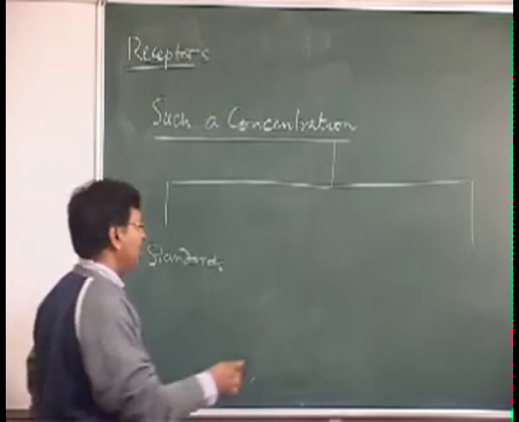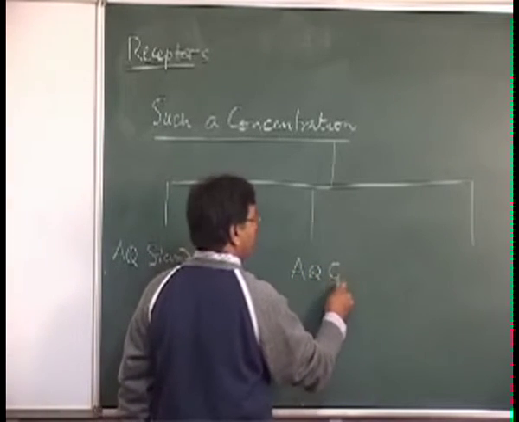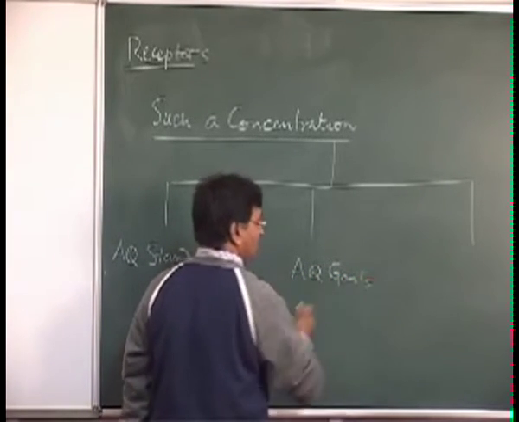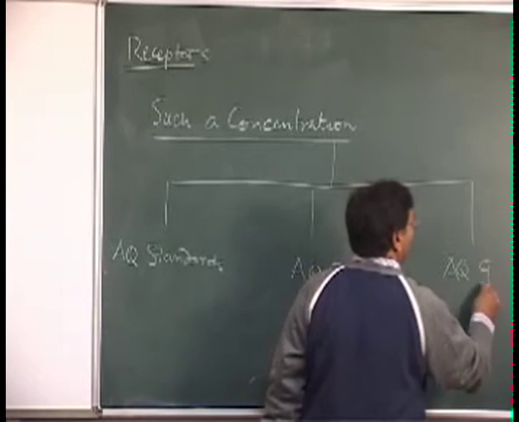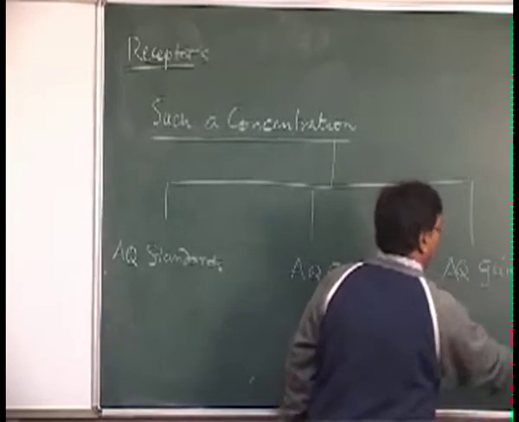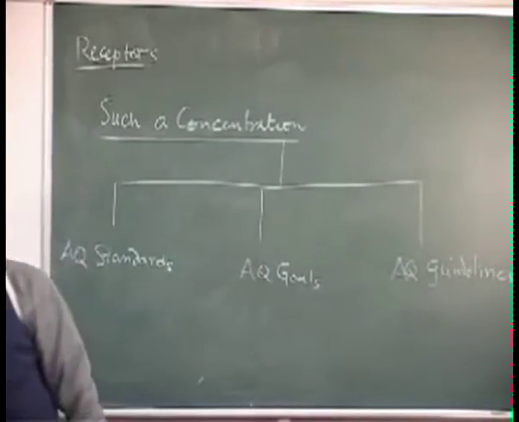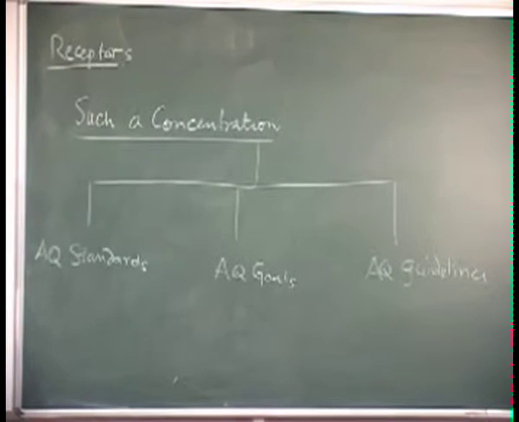Okay, somebody may like to call it air quality goals. Somebody may call it air quality guidelines. Okay, now the focus suddenly has shifted to that thing. And then you can just imagine, we are not talking so much of science, but we are talking more of the management. Everything is centered around these numbers.